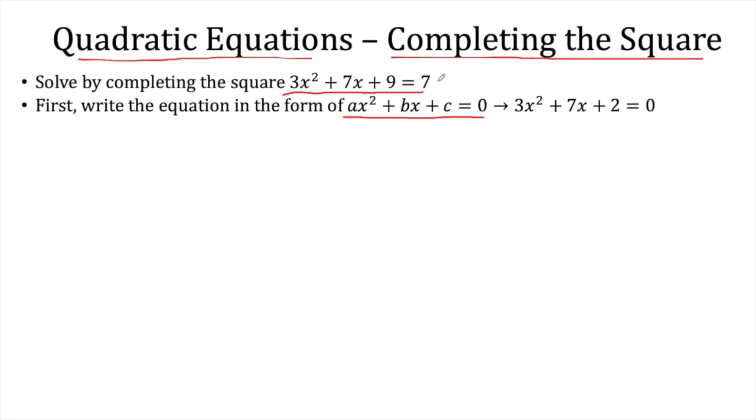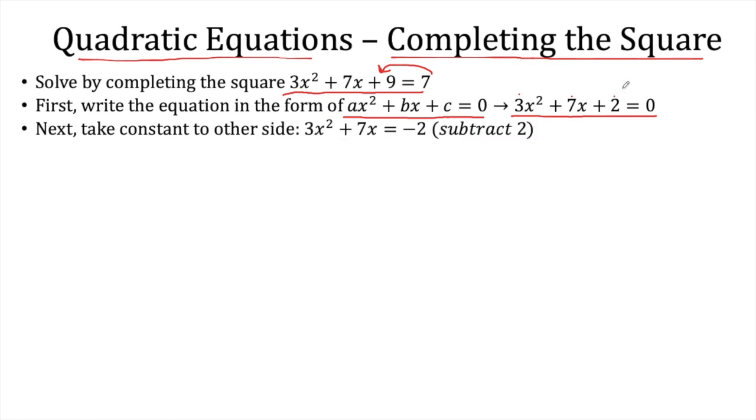And we will do this by moving this 7 to the left hand side of the equation by subtracting 7 from both sides. And this will give us 3x squared plus 7x plus 2 is equal to 0. And here a will be 3, b is 7, and c is 2.